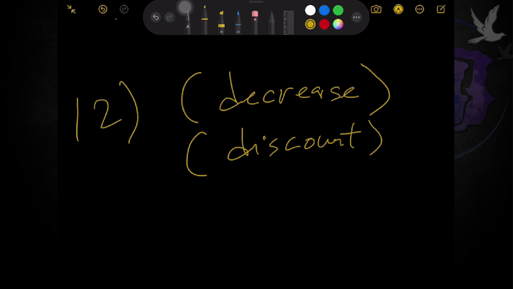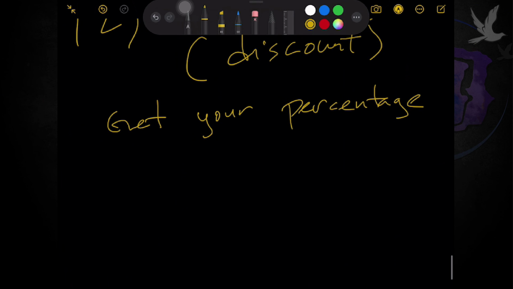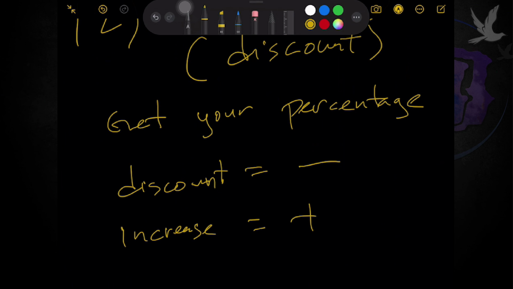Decrease yan siya. So all you have to do is to identify your base and identify your rate. Get the percentage, okay? Again, when solving for increase or decrease, all you have to do first is to get your percentage, the value of your percentage. Then if it's a discount, you subtract. If it's an increase, you add it. What do you add it with? With the base. Okay? So, ganun lang kadali itong pages 45 and 46.